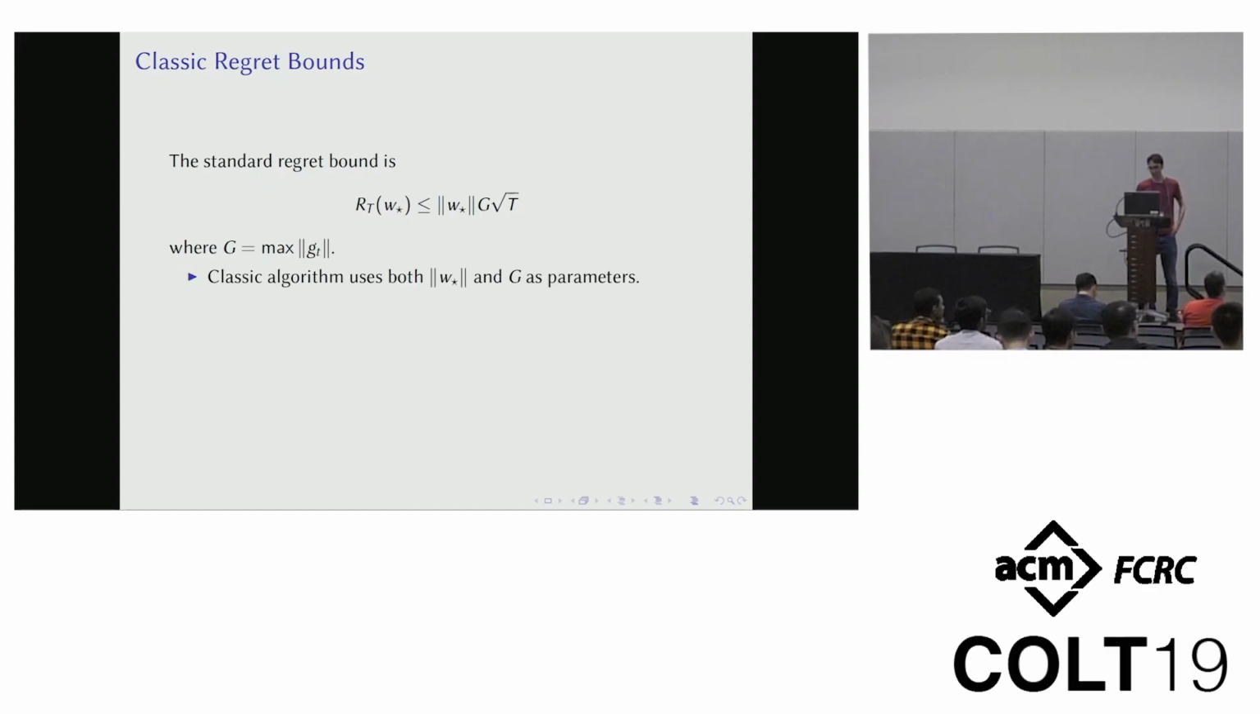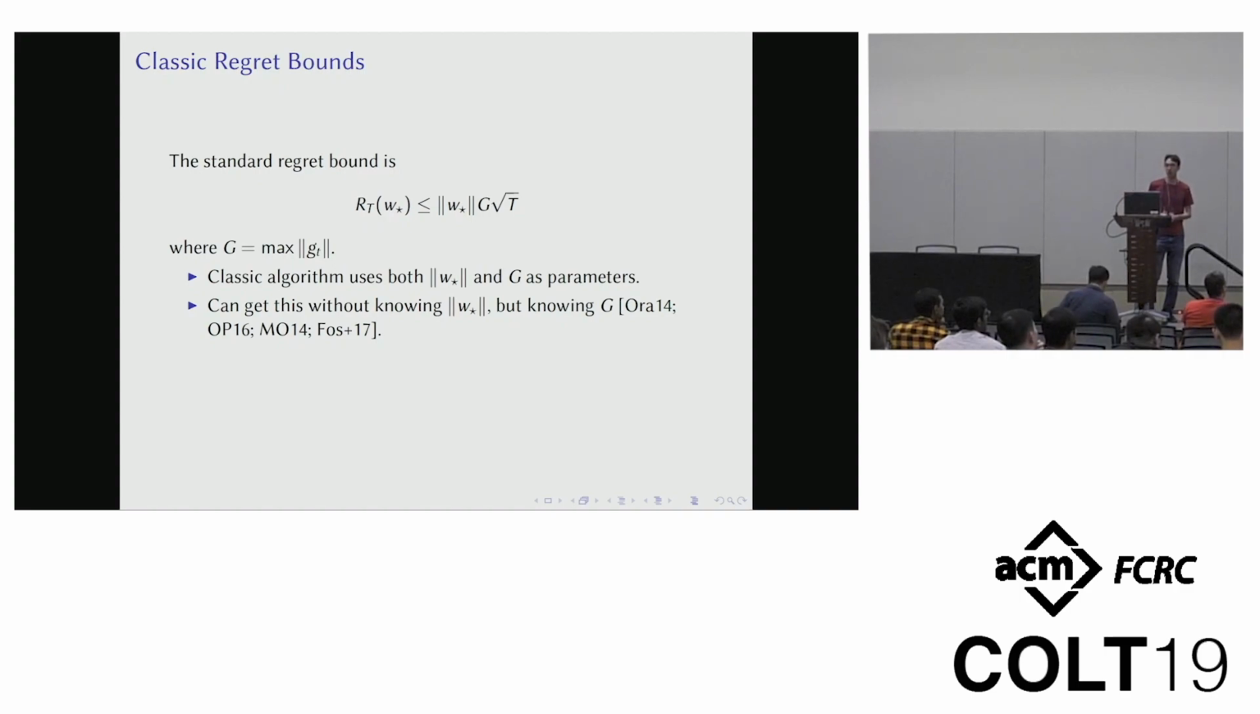And if you do this, you'll have to tune the algorithm, the learning rate of online gradient descent will have to tune to both W star and G. Okay? What if you wanted to get rid of some of this knowledge, or you want to have sort of a more adaptive algorithm? Well, there's a lot of work on this. Let's say if you don't know W star, but you know G, basically like the algorithms I talked about in the previous talk, you can do this pretty well. You sort of maybe get some extra log factor, but otherwise things are pretty good.